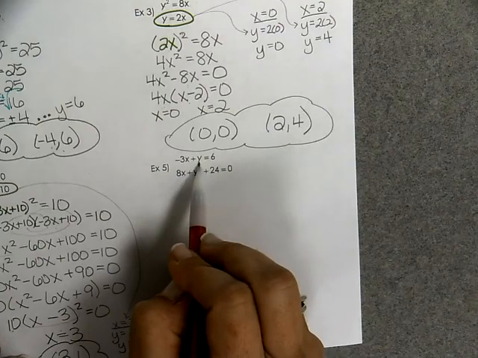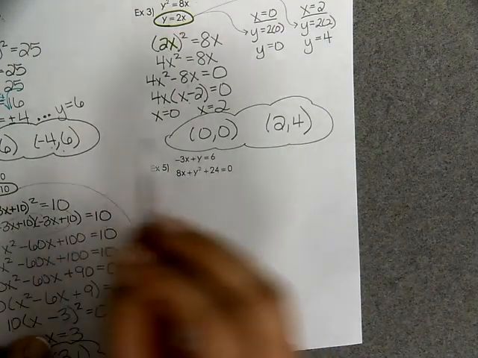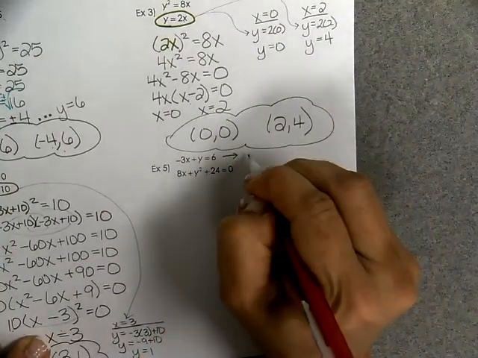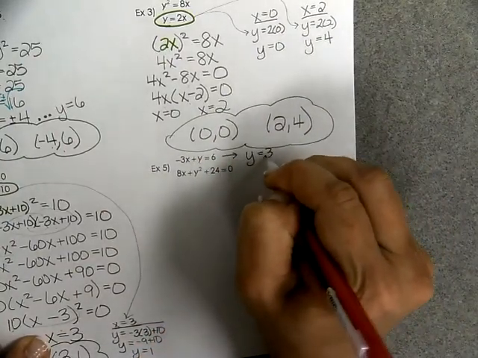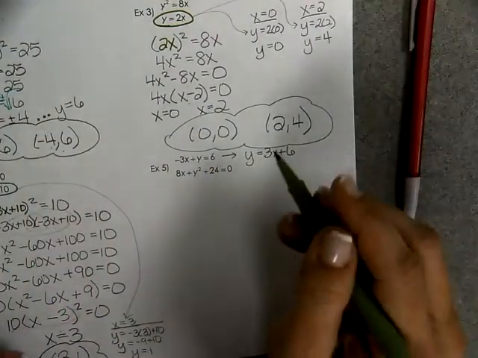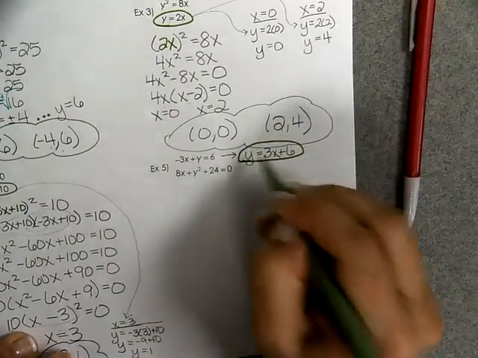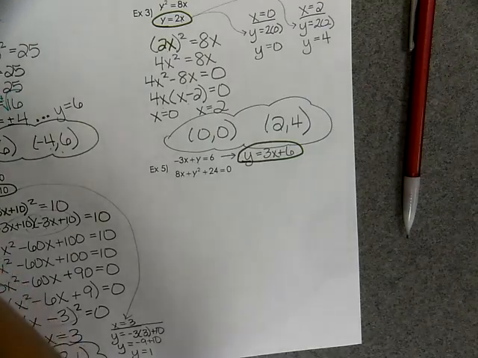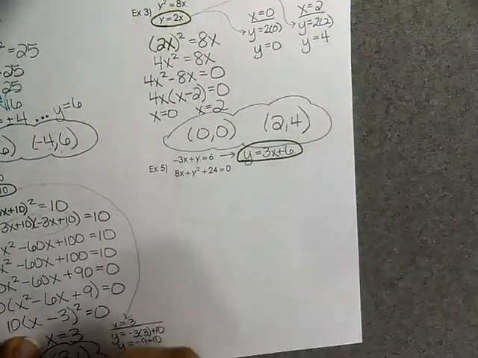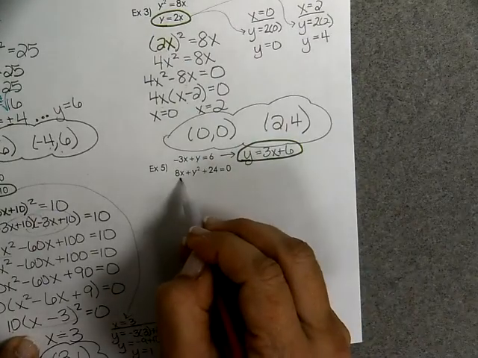And this one looks okay, though. This one looks like we could isolate y pretty easily. We could add 3x to both sides and get that y equals 3x plus 6. So maybe let's use that as the expression for us to substitute in, the expression that's equivalent to y. So let's use this other equation.